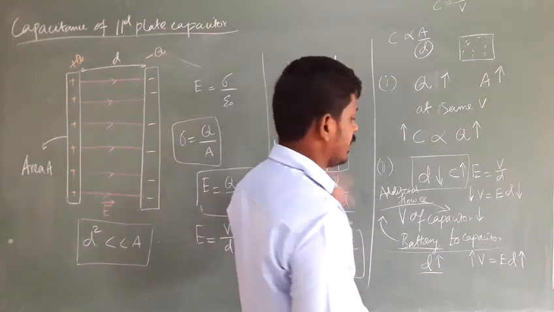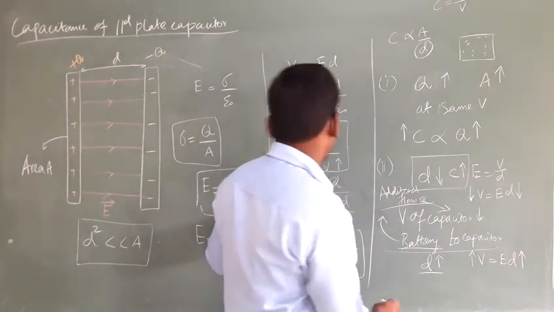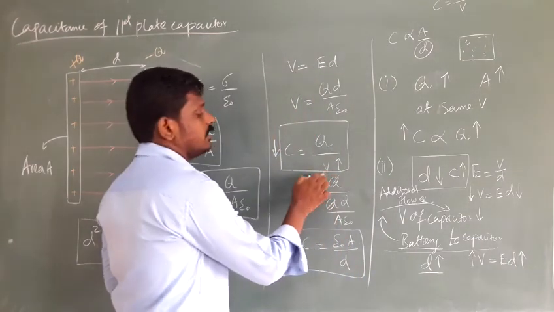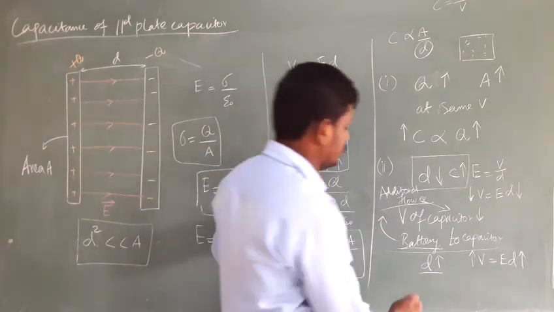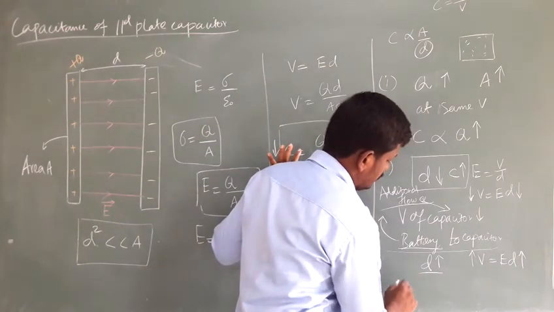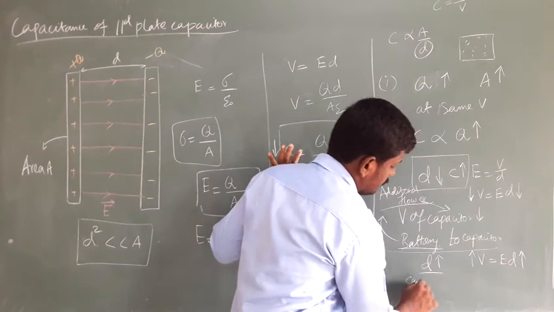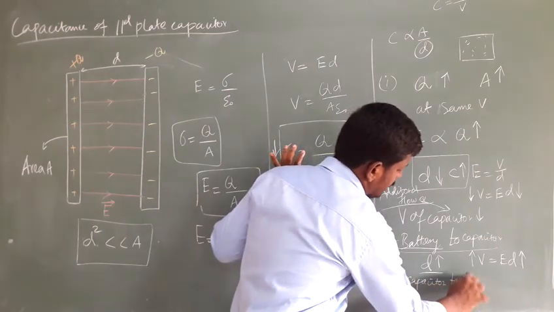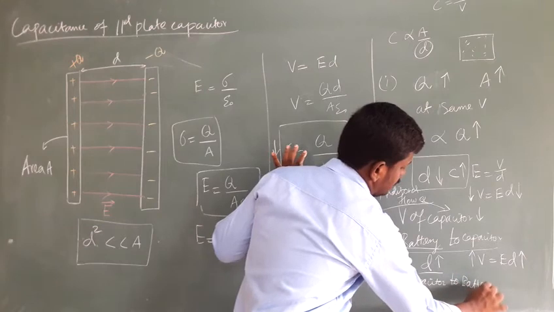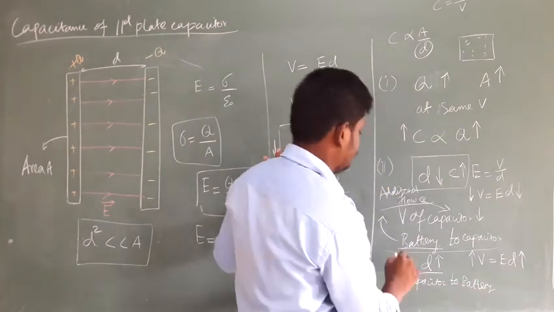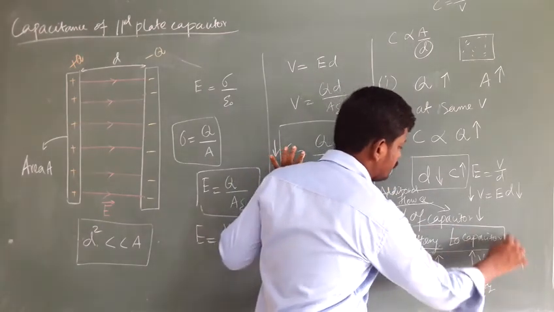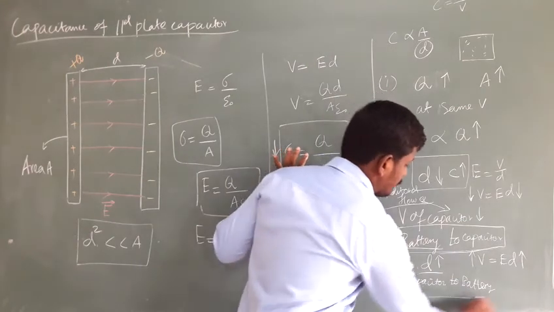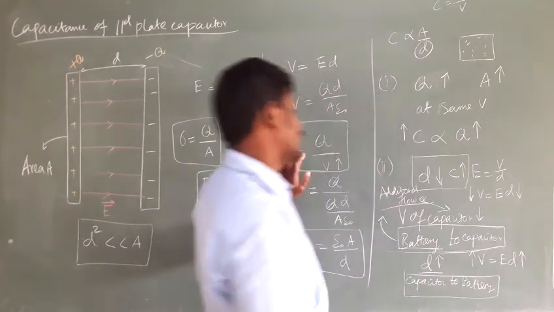So to manage the condition, as the potential of the capacitor increases, some amount of charge flows from the capacitor to the battery. So to balance the condition, this is the main thing. The charge flows from battery to capacitor, and capacitor to battery.